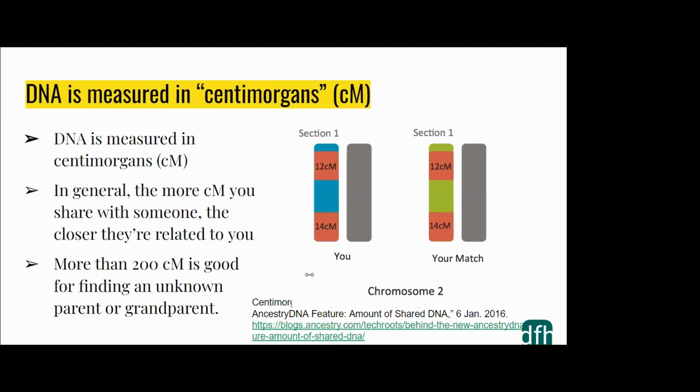In terms of centimorgans and the size of matches, when you're looking for an unknown parent or grandparent, matches above, let's say, 200 centimorgans are very, very good and will be very helpful. If your matches are all below that threshold, it does become more difficult to use DNA to find an unknown parent or grandparent. So I just want to flag that as a bit of a threshold, 200 centimorgans. And in general, the more centimorgans you share with someone, the more closely they're related to you. But again, more than 200 centimorgans is a good number if you're on the search for an unknown parent or grandparent.